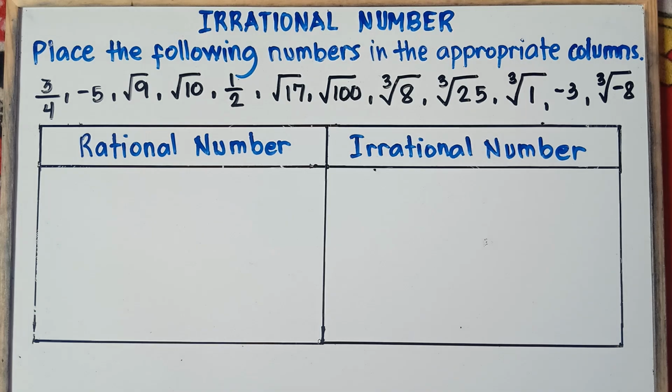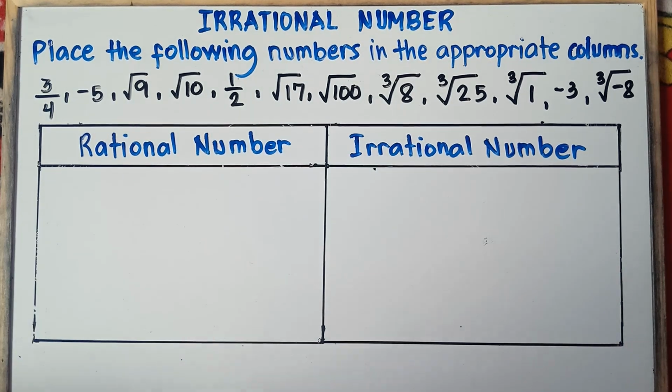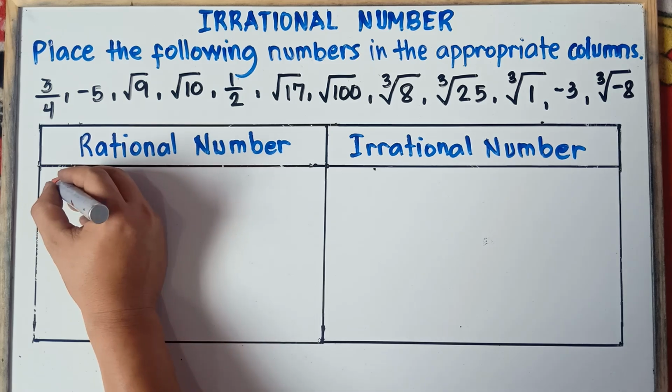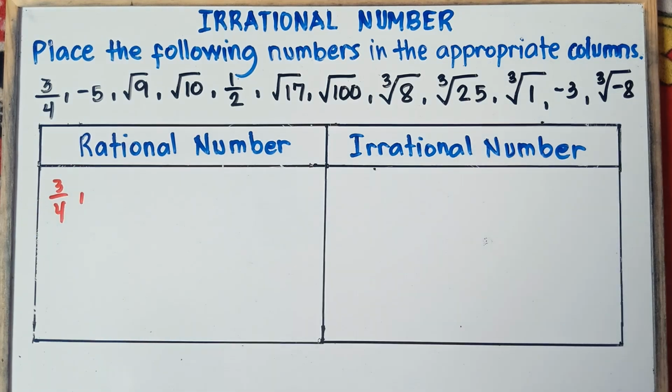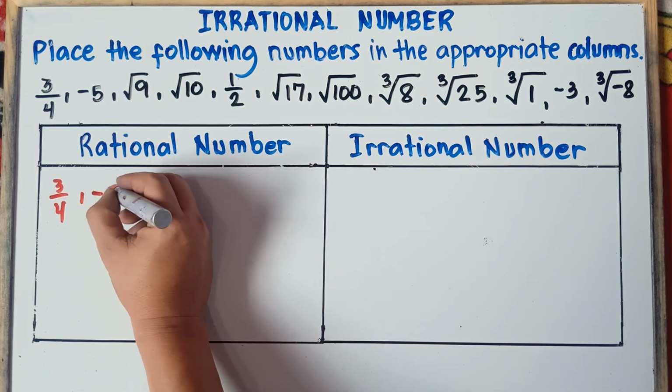3/4, class. What's the answer? That's correct. 3/4 is a fraction, therefore it is a rational number. So we put it here. 3/4, rational number. How about negative 5? Is it rational or irrational? That's correct. Negative 5 is an integer, a positive or negative whole number. Therefore, this is a rational number.